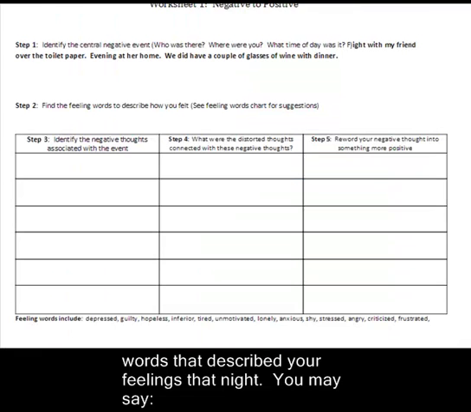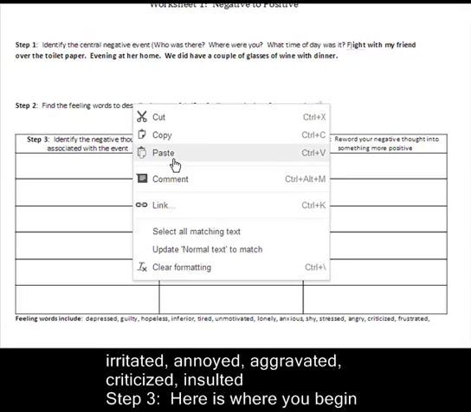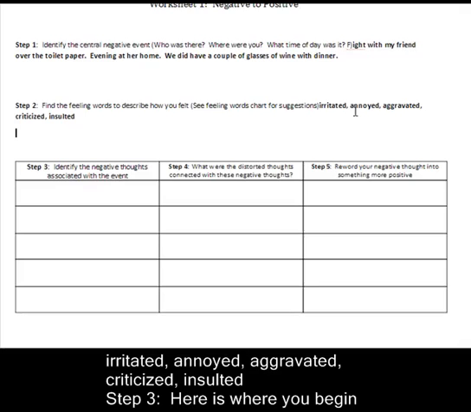So when I think about the feeling words that I had, a few words come into play. The words are irritated, annoyed, aggravated, criticized, and insulted. Boy, I was feeling really bad that night. Okay, step 3. Let's identify the negative thoughts associated with this event.